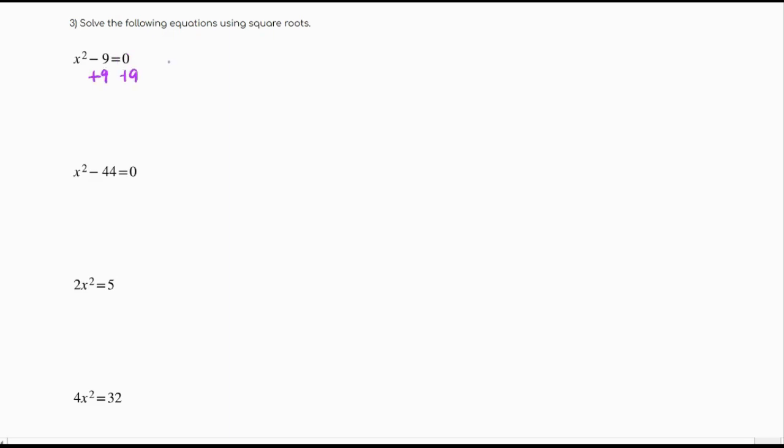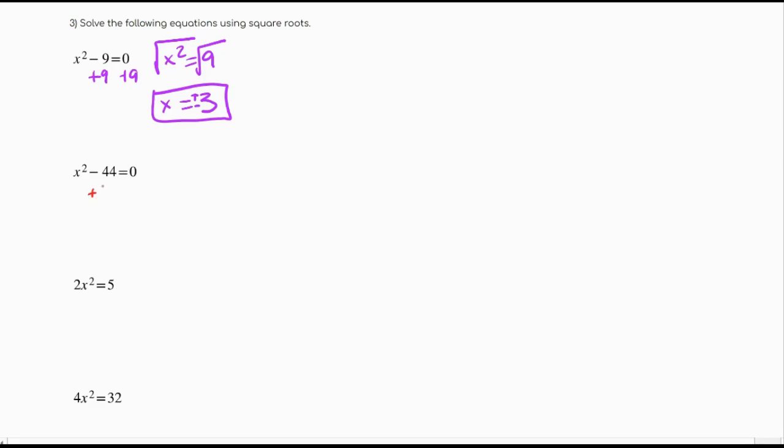So in this one, I'm going to add 9 to both sides. And then once I have x squared by itself, I take the square root of both sides. And if you say that your answer here is 3, you got 50% of the answers, because remember, whenever we take the square root, when we're solving, we should get plus or minus 3.